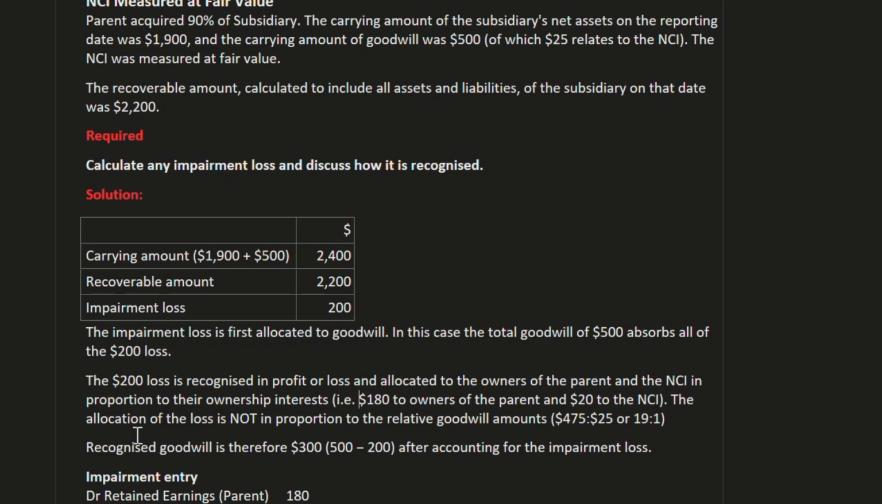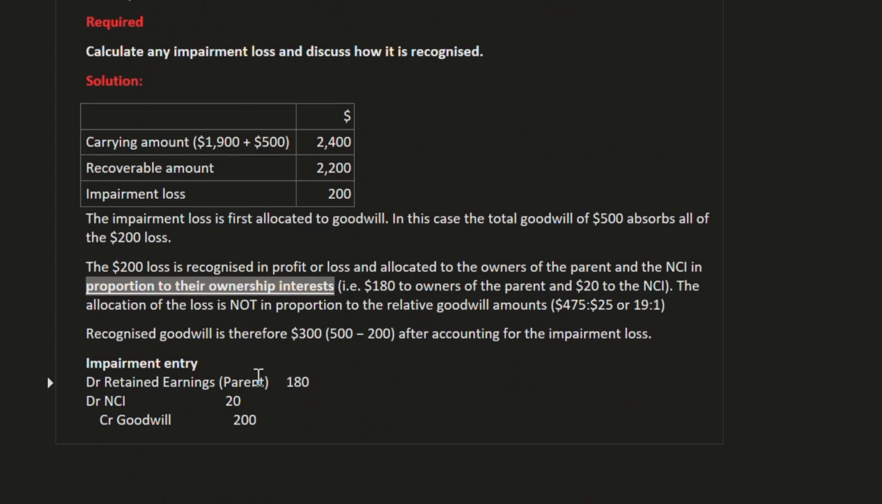The allocation of the loss is not in proportion to the relative goodwill amount, like a 475-25 ratio. It will always be on the proportion of their ownership interest in the full goodwill method. But in the partial goodwill method, it will be on the goodwill value. Now recognized goodwill is therefore 300. How? 500 minus 200. 200 we have as impairment loss.